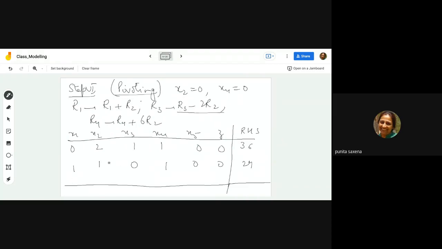You're changing R3 to R3 minus 2R2. Quickly. Student: 0, 3, 0, minus 2, 1, 2, 0, 1, 0, and 32. Teacher: 32. And the last row?